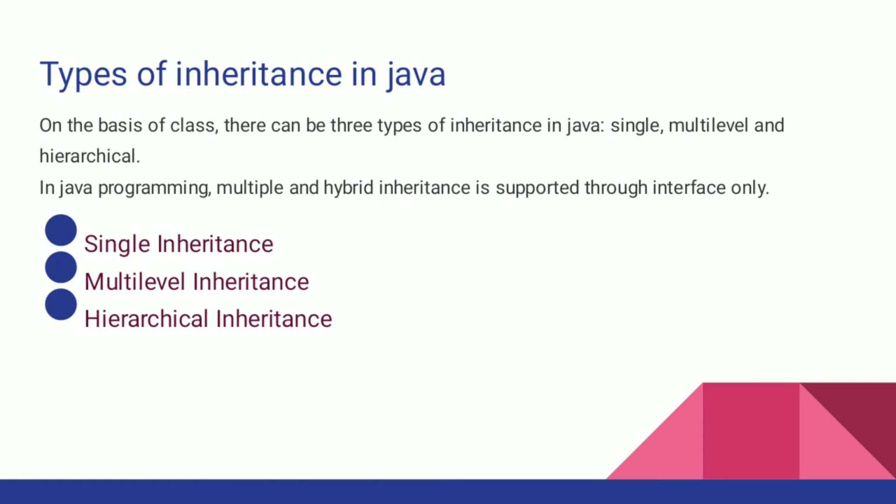Next is types of inheritance in Java. There can be three types of inheritance in Java: single, multilevel, and hierarchical. In Java programming, multiple and hybrid inheritance is supported through interface only.